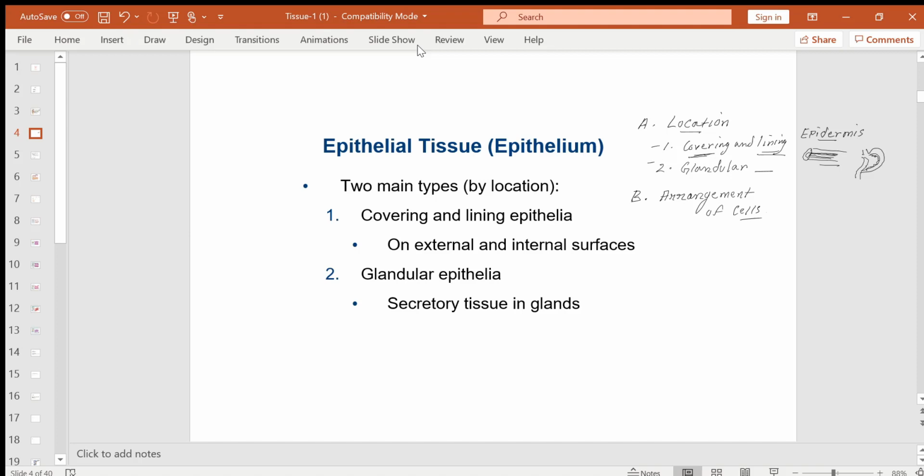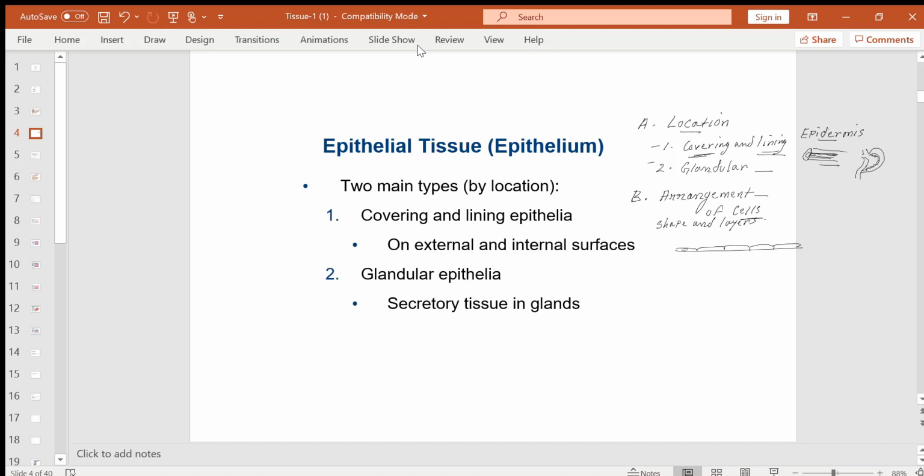By arrangement of the cells, we divide or classify the epithelial tissue by looking at the shape of the cells and the number of layers. So we classify the epithelial tissue by shape and number of layers. First, if you see, the cells of the epithelial tissue are flat like this.